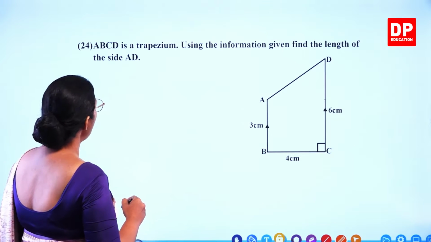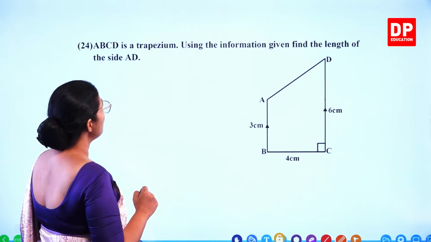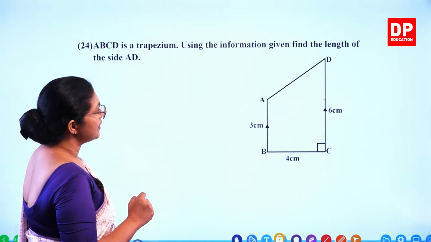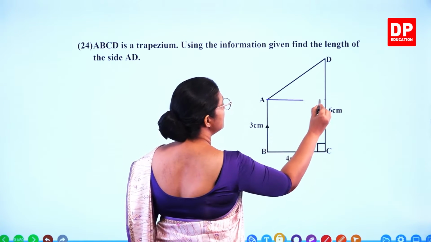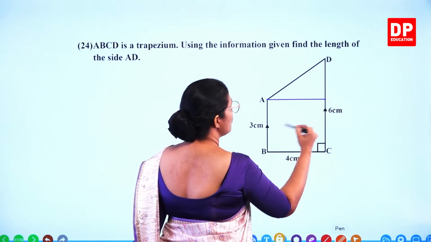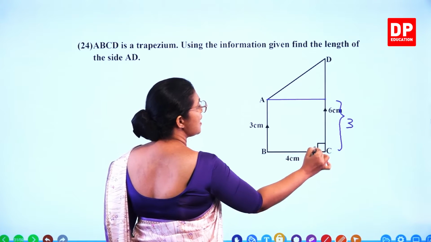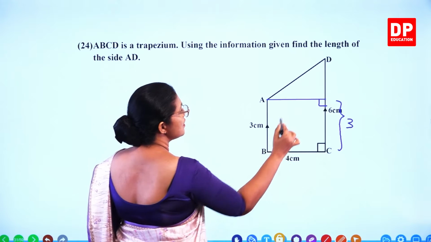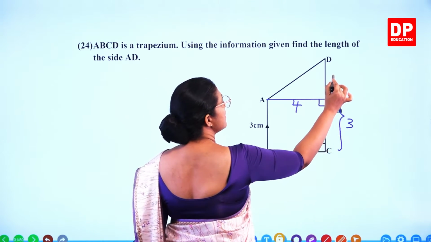Question number 24. ABCD is a trapezium. Using the information given, find the length of the side AD. When you draw a horizontal line here, we can see this part is also 3. Because this is 90, so this is also 90. So this is 3, so this is 4. 6 minus 3, this part is 3.